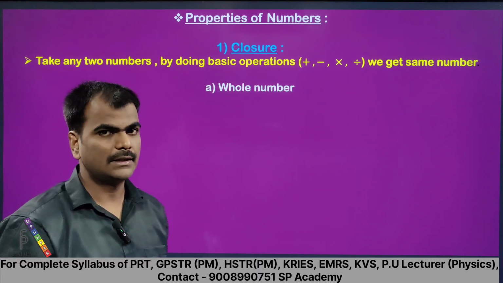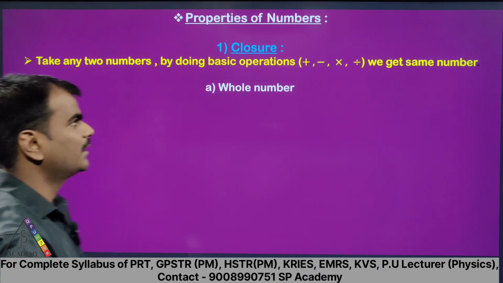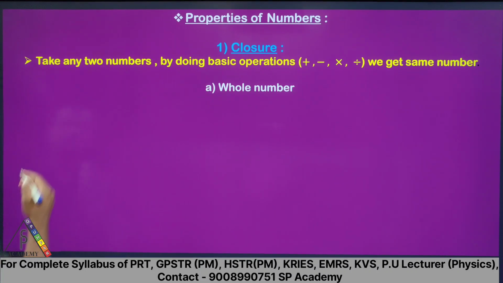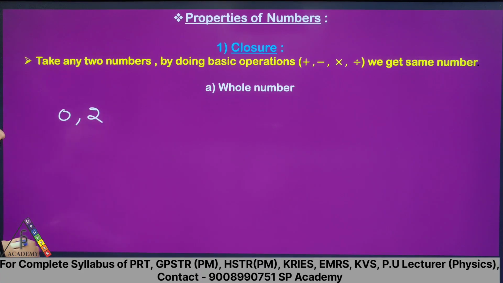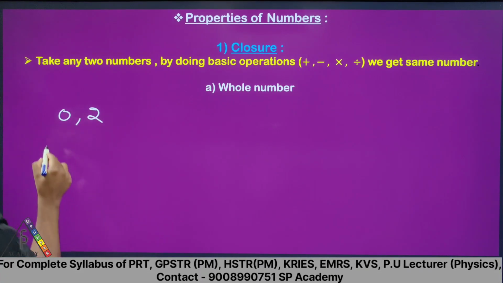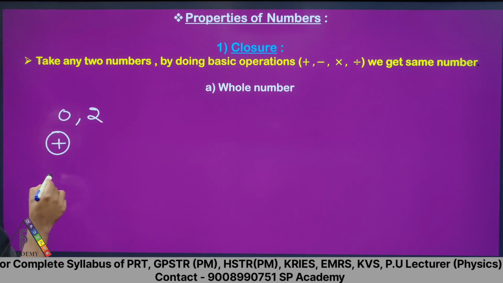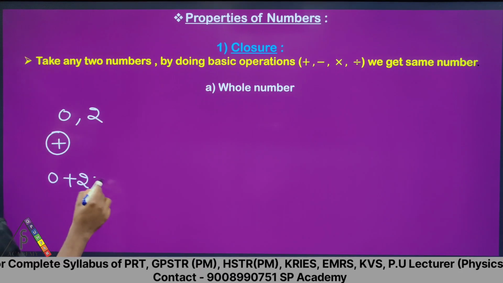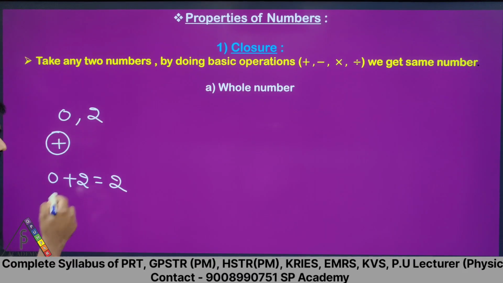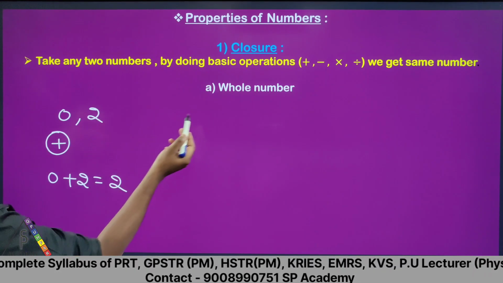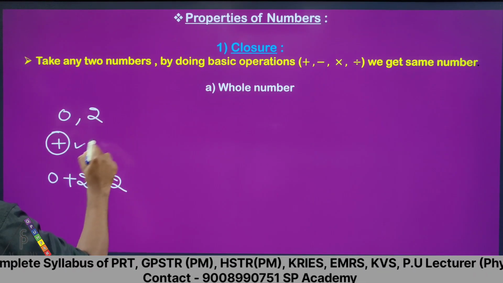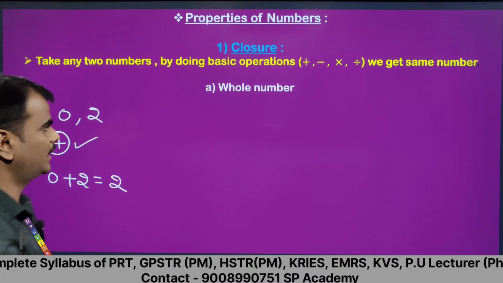All numbers means the numbers starting from 0, 1, 2, 3. Now I will take the two numbers 0 and 2. These are two whole numbers. First we'll do the addition. Now 0 plus 2 will give 2. And the addition of two whole numbers will give another whole number. Therefore these whole numbers will satisfy the closure property under addition.